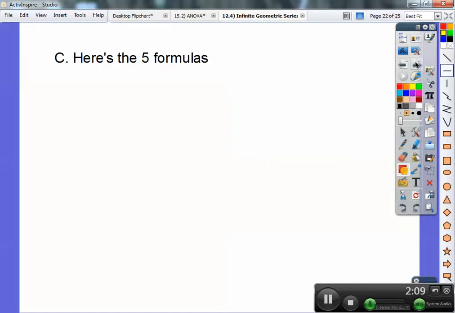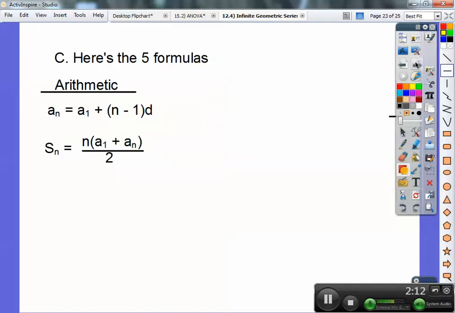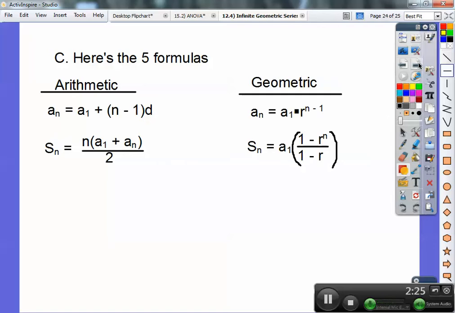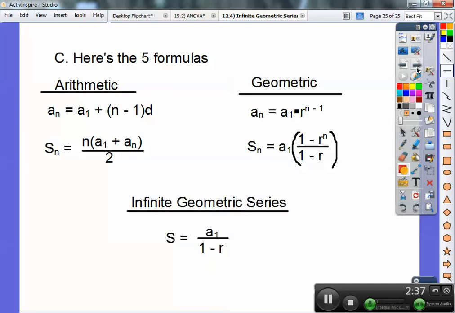All right. So here are the 5 formulas in this chapter. Here's arithmetic. Your nth term is your first term plus n minus 1 times d. The sum of the first n terms is n times the first term plus the last term, divided by 2. And then geometric: your nth term is your first term times r to the n minus 1, and this is my sum formula: first term times 1 minus r to the nth over 1 minus r. And then the last one we just did is the infinite geometric series.